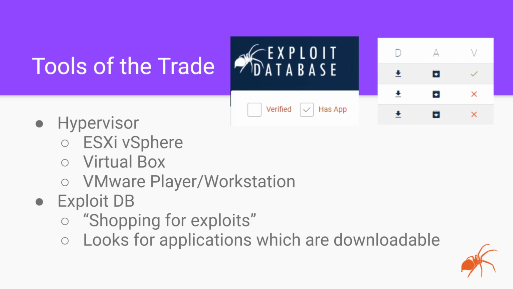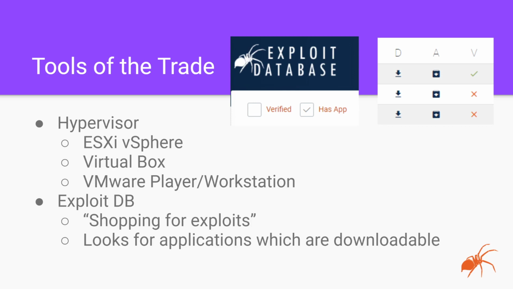So a hypervisor is something that you can use to run virtual machines. Common examples of this are ESXi vSphere. That's personally what I use to create my VMs on a server so they're not taking up my desktop and hogging that. You can use VirtualBox, and then you can also use VMware Player or VMware Workstation.